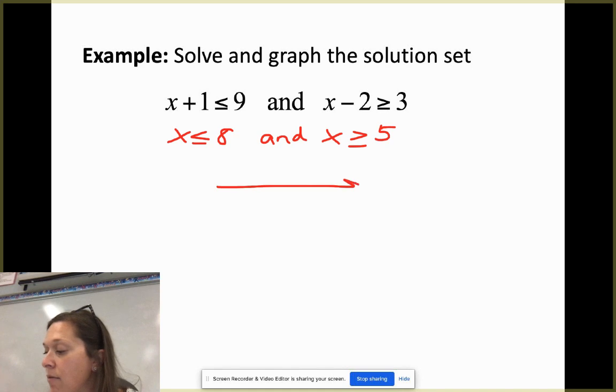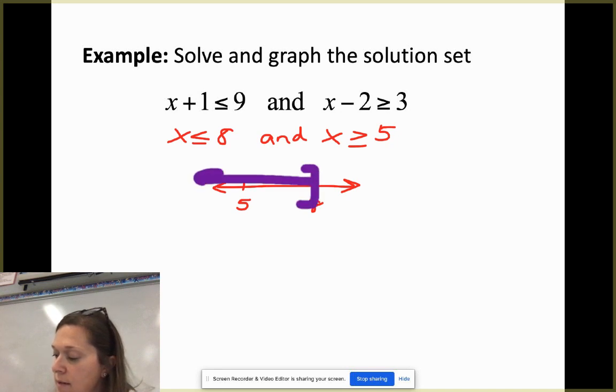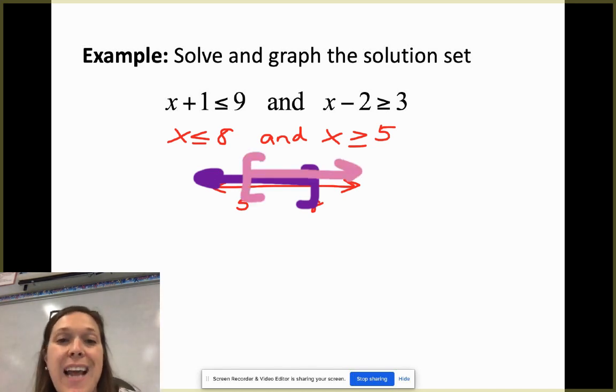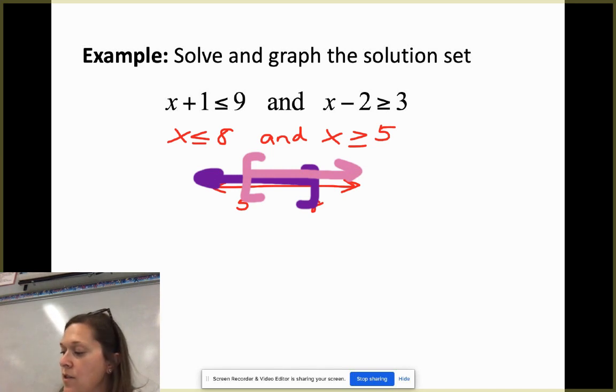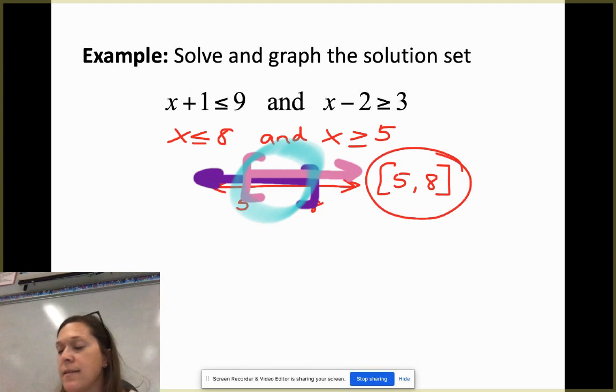So make a graph. Put your smallest number on the left, largest number on the right. Do your shading. So less than or equal to 8 is here. Greater than or equal to 5 is here. Because it's an and, we want the intersection, which is right here. So my left bound is 5, and we're going all the way up to 8, both with square brackets, because of the equal to signs.